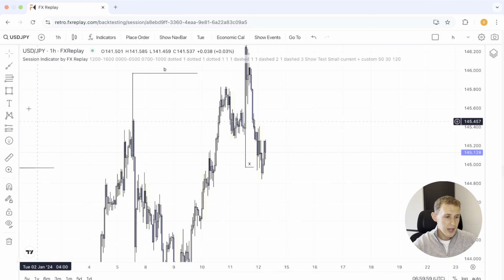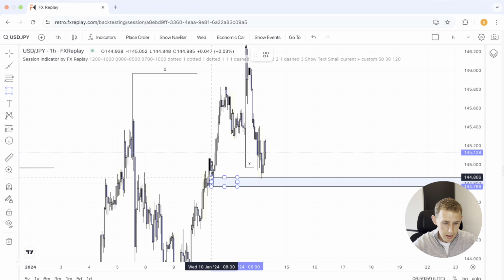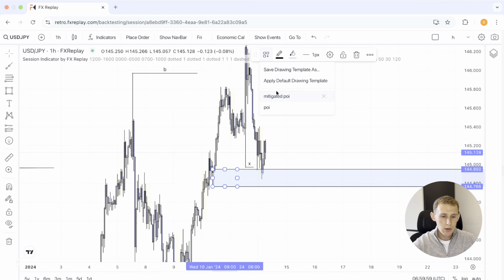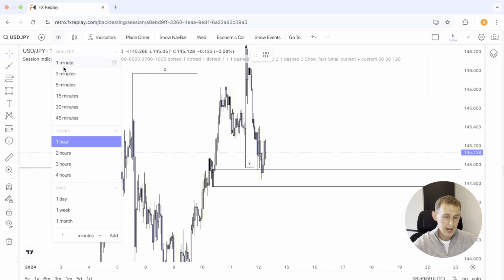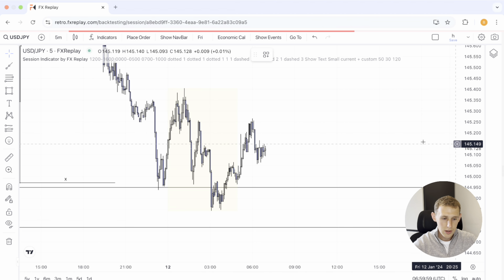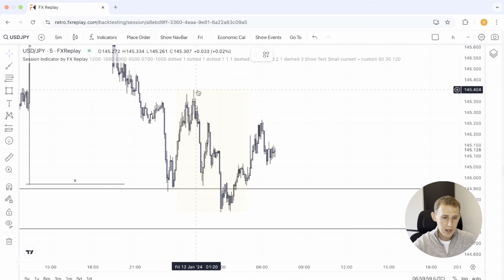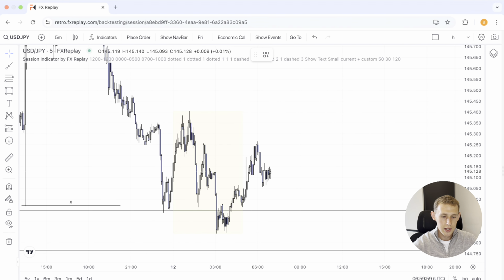I'm still liking the idea of buys here, though. You can see price has come into the demand after sweeping that CPI news wick, and it has now re-grabbed the low. So if it can break above this high, I would be happy to re-enter.